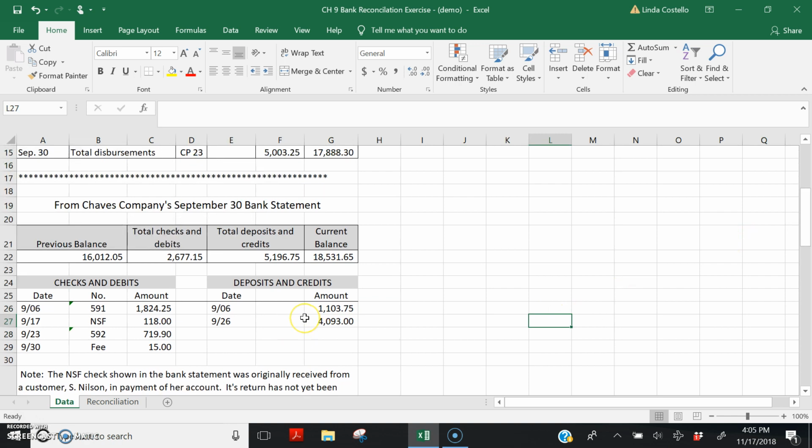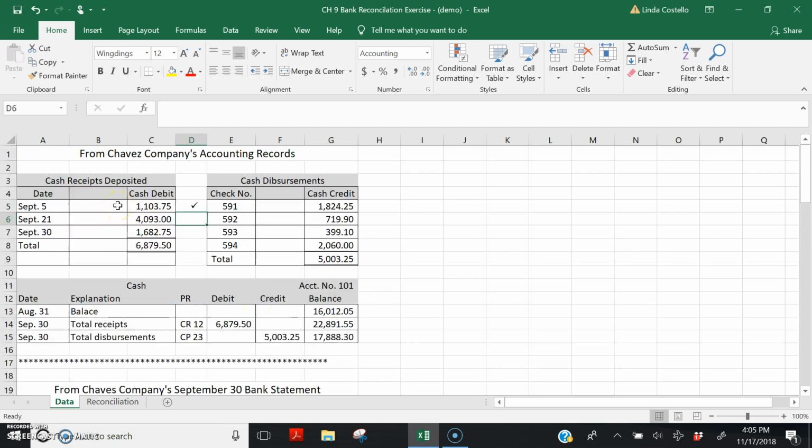You can see the same number on the bank statement details posted as a deposit on September 6th. So let's put a check mark next to the amount in both the book details and on the bank statement. This amount was deposited by the company and cleared the bank. So the books and the bank are in agreement on this amount, and it is not a reconciling item.